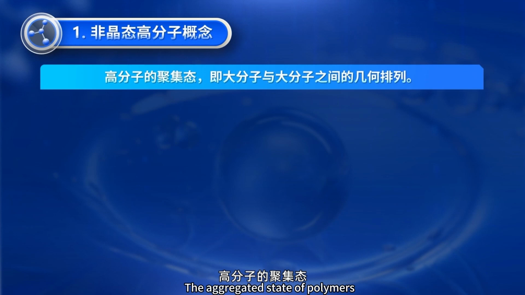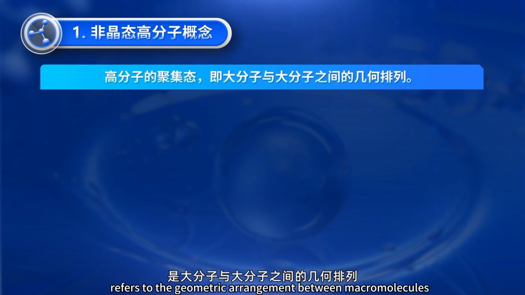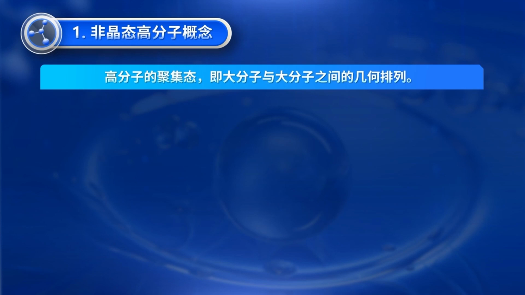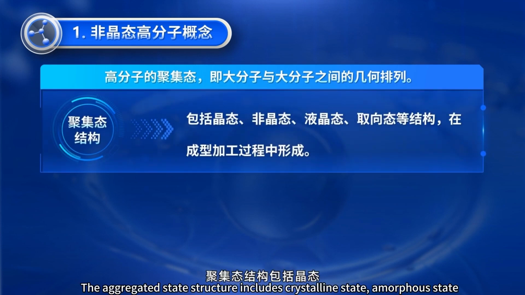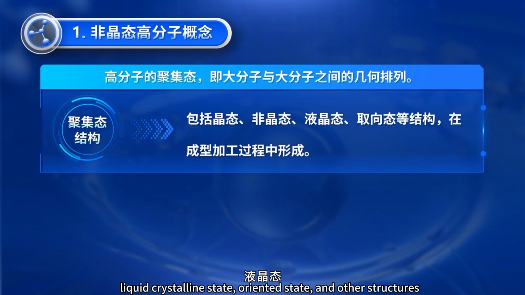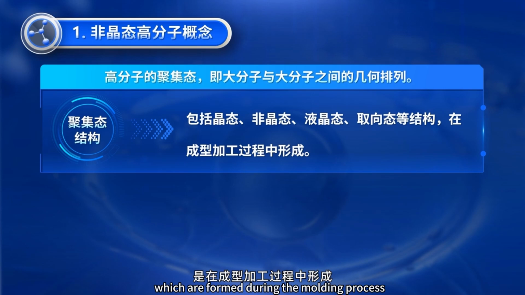The aggregated state of polymers refers to the geometric arrangement between macromolecules. The aggregated state structure includes crystalline state, amorphous state, liquid crystalline state, oriented state, and other structures, which are formed during the molding process.